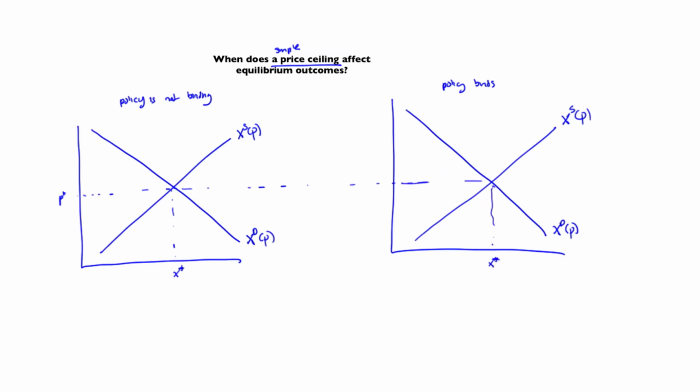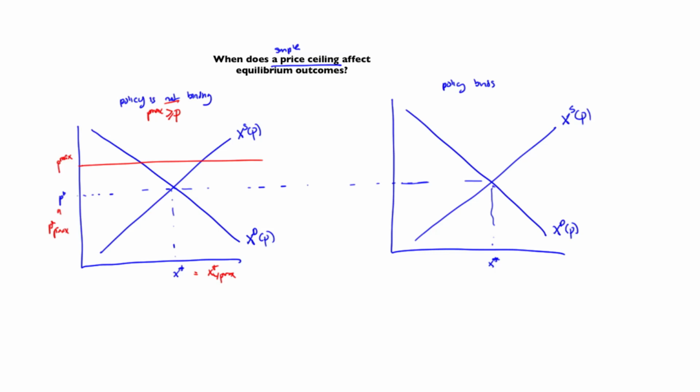Now consider the introduction of a price ceiling, and one potential case is where the price ceiling, P max, is greater than or equal to P star. In that particular case, the policy does not bind. It doesn't affect the equilibrium. You get the same equilibrium once the policy is introduced. So X star with P max is equal to X star, and P star with P max is equal to P star. Why? Because the market forces are going to lead you to this price, which is below the price ceiling, so there is no problem. That should be obvious.